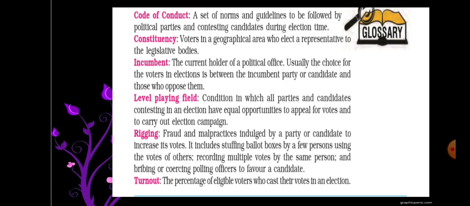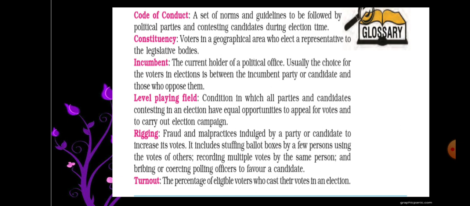Then the glossary here, friends. A code of conduct means a set of norms and guidelines to be followed by political parties and contesting candidates during election time. And constituency. Then incumbent means the current holder of a political office.